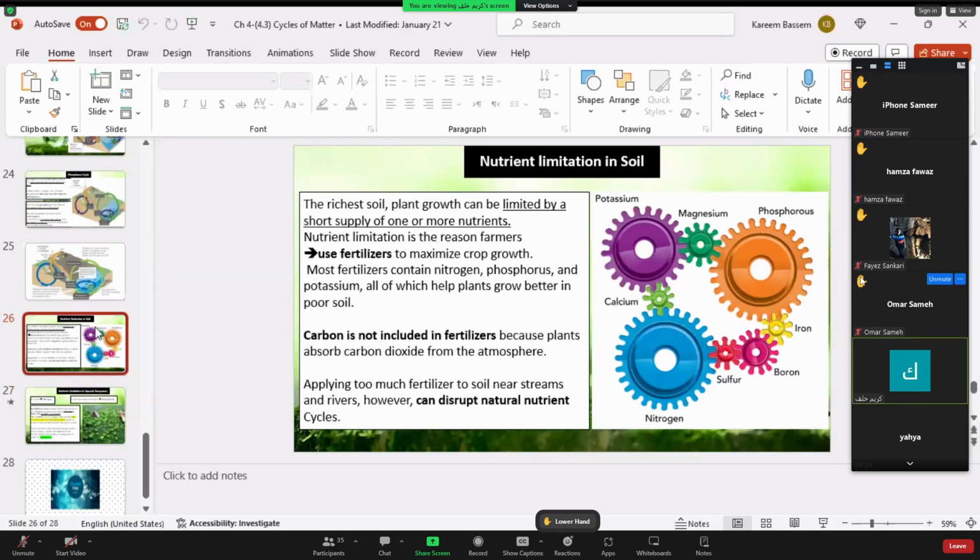The limitation here, Yahya: when farmers add fertilizers, they do not add carbon because we said carbon already exists in the atmosphere and the plant can easily get carbon dioxide through photosynthesis. It's not through the soil. So when they are preparing fertilizer to make the soil rich, they do not add carbon, because it's easy for plants to take carbon from the atmosphere.